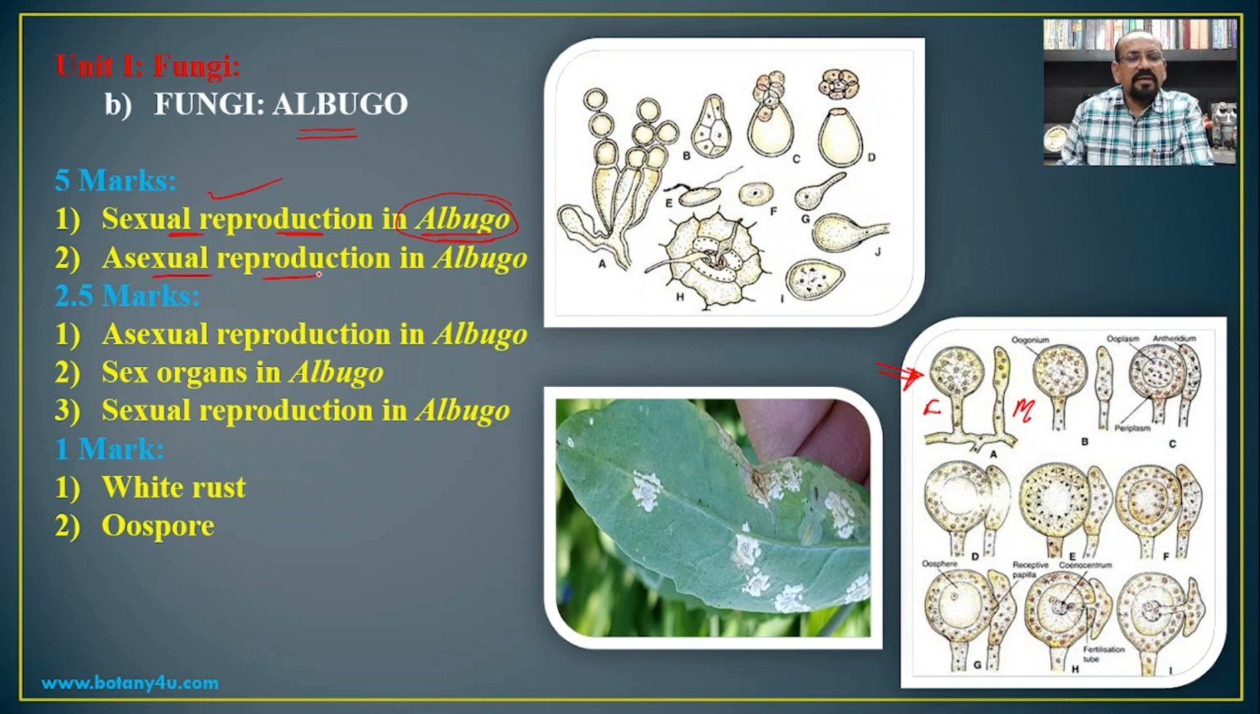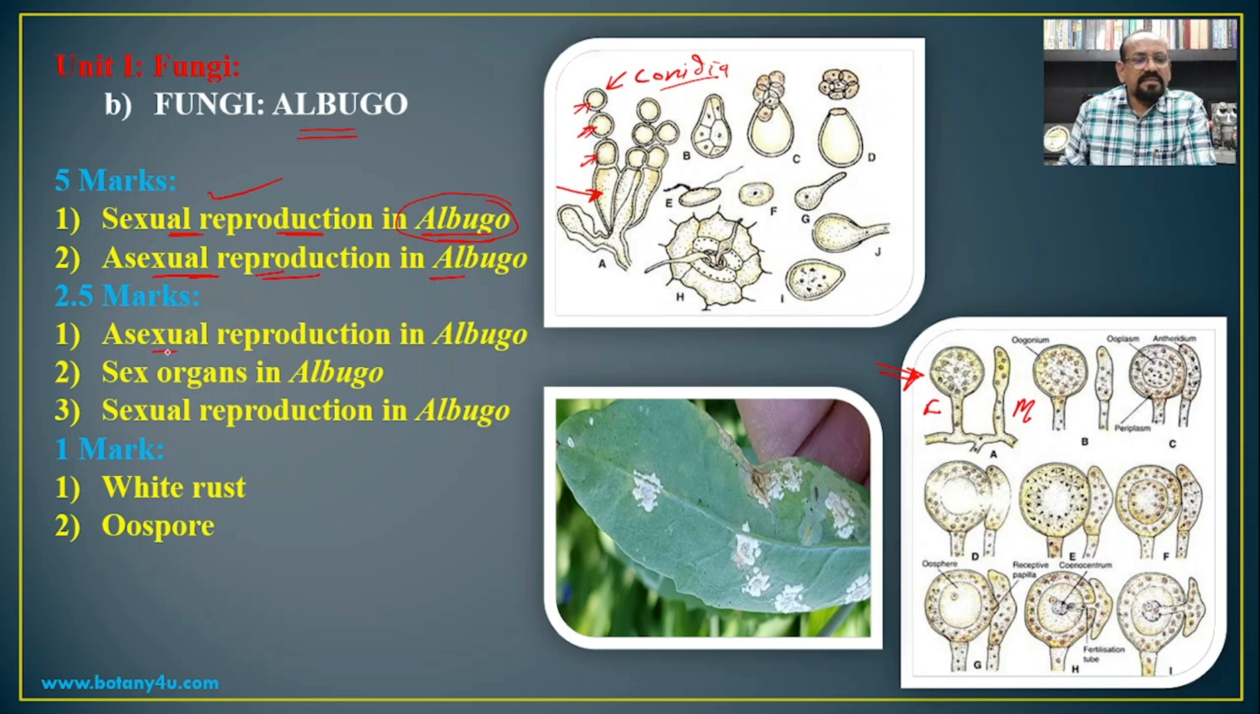In asexual reproduction, Albugo reproduces by means of the formation of conidia, and these conidia are formed on conidiophores from the hyphae developing on the host plant. If you see this structure, it is a conidiophore, and from it there is development of many conidia. So asexual reproduction in Albugo is by means of formation of conidiophores and conidia, and these conidia germinate to form new hyphae and are ready to infect other healthy plants.